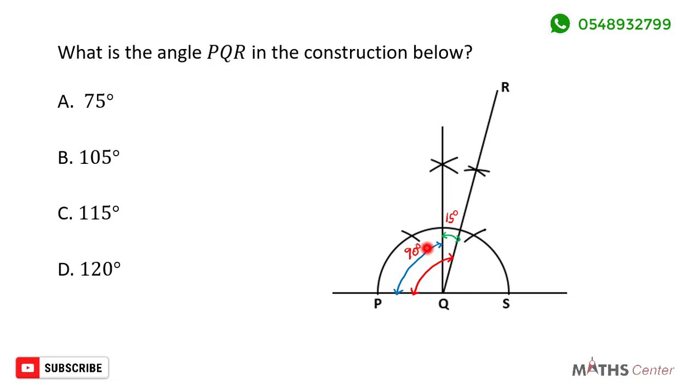The one represented with blue is 90 degrees, and the one represented with green is 15 degrees. These two angles make up the angle PQR. So if you want the angle PQR, it's going to be 90 degrees plus 15 degrees, and that will give us 105 degrees. So in this construction, the angle PQR is 105 degrees, which is option B.